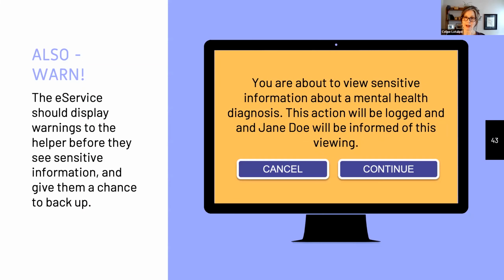There could also be a way to put up blockages or warnings around certain content or functionality within the eService. So again, thinking back to the patient portal example, if somebody's in there renewing prescriptions for Aunt Jane, and they can see there's a link to diagnoses, they just randomly click on it because they're kind of curious. If this type of warning came up, you're about to view sensitive information about a mental health diagnosis. This action will be logged, and Jane Doe will be informed of this viewing. That is suddenly a little bit of a barrier to saying, well, wait a second.